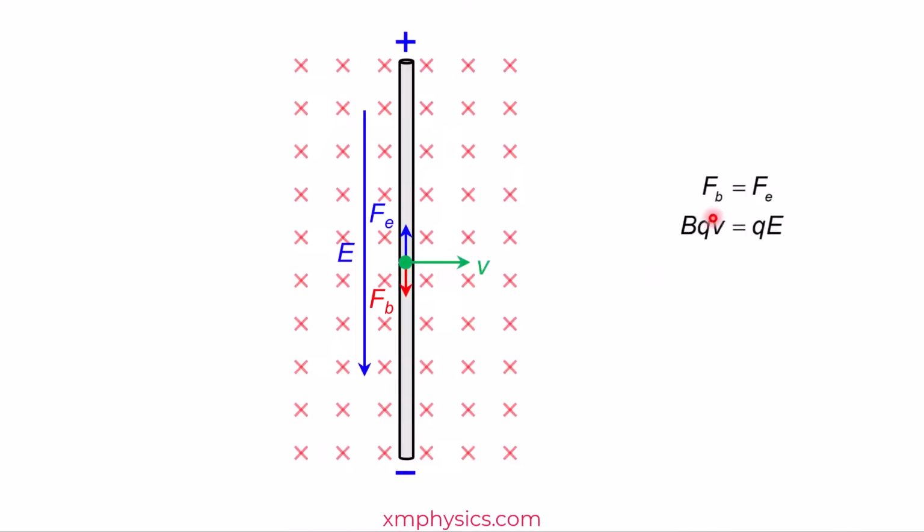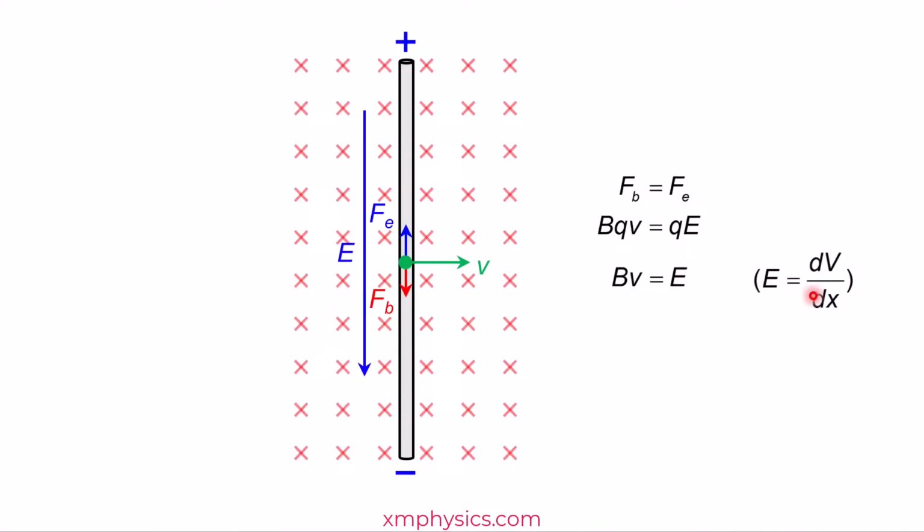So let's do the calculation. When magnetic force matches the electric force, BQV must be equal to Q times E. Cancel away the Q, we get BV is equal to E. So E is the electric field in the wire. But you have learned that the electric field strength is equal to the potential gradient. You learned this in the topic of electric field. It's very similar to the parallel plates where the electric field is uniform between the two plates.